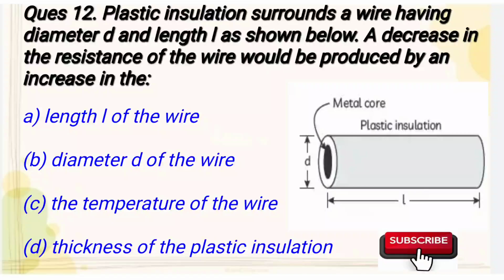Plastic insulation surrounds the wire having diameter D and length L as shown below. A decrease in the resistance of the wire would be produced by an increase in the diameter of the wire. Option B is the correct option.